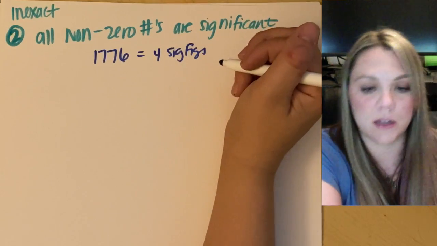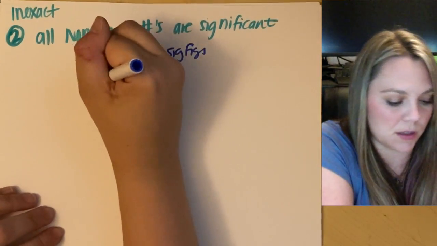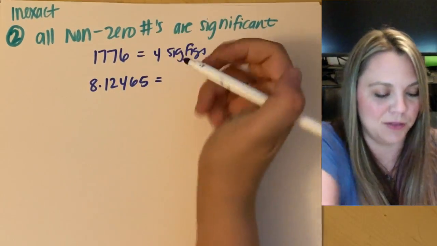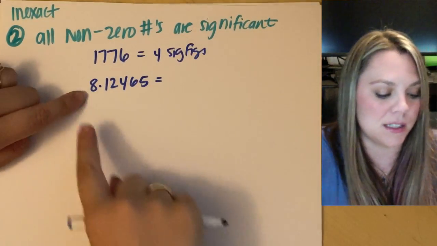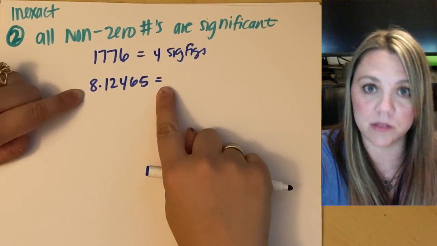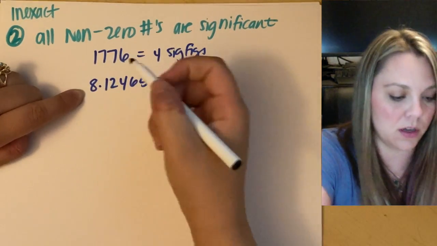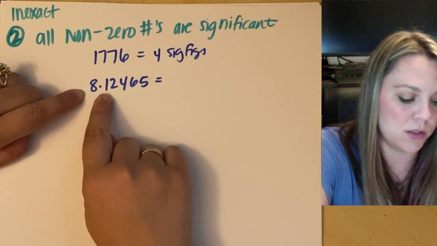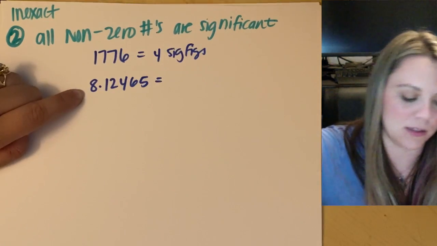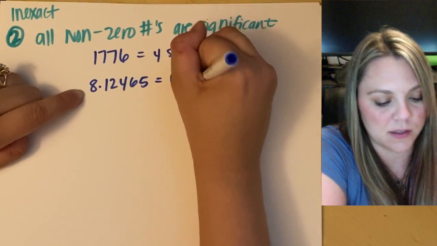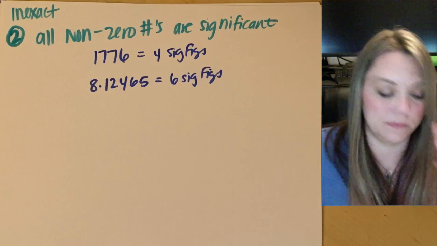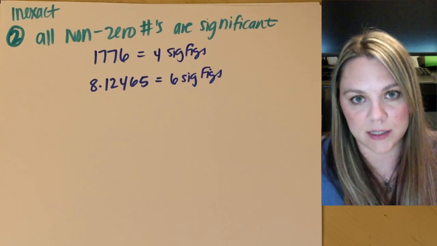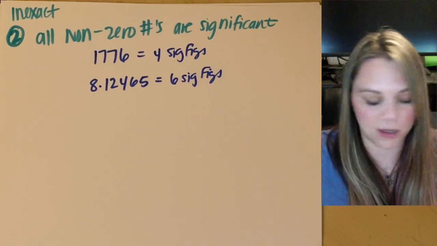You can even do a decimal. 8.12465. Whatever, it doesn't matter. They're all non-zero numbers, so they're all significant. The 8, the 1, the 2, the 4, etc. So I have 1, 2, 3, 4, 5, 6 sig figs. So rule number 1 and rule number 2 are easy-ish. Then we get to rule number 3.